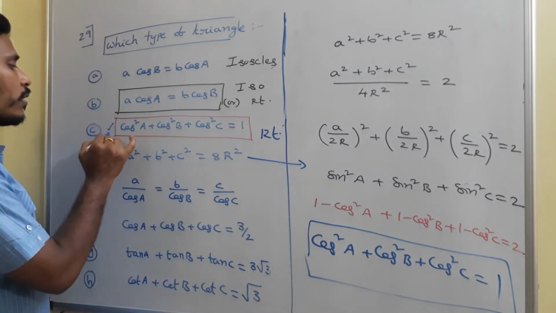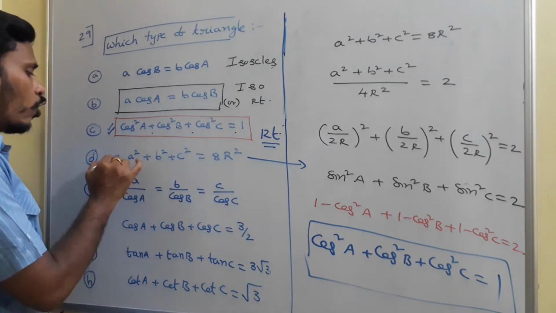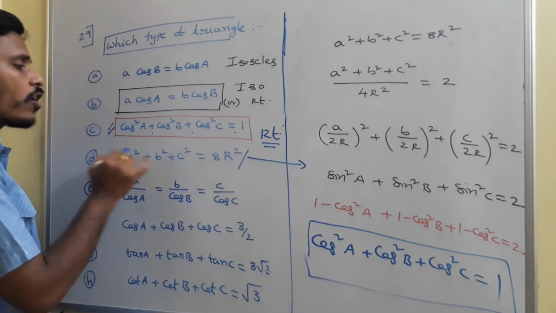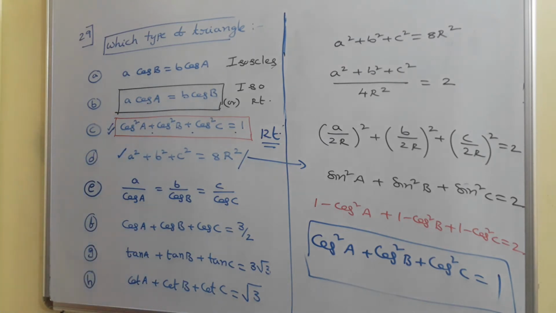Simply it is nothing but the third bit. Here we already completed it as a right angle triangle. So the fourth one, D, is also a right angle triangle. So in a triangle, if a square plus b square plus c square equals 8r square, then for sure it is a right angle triangle. Have a look.